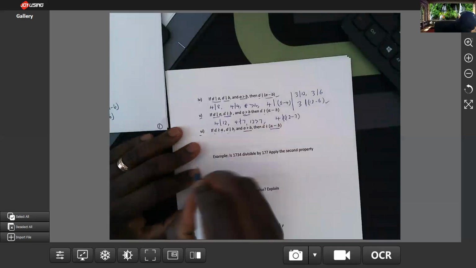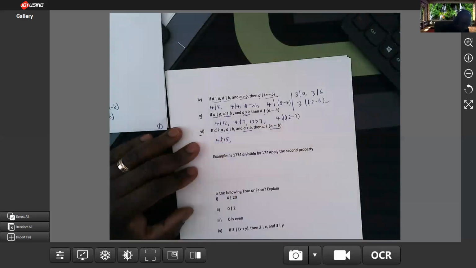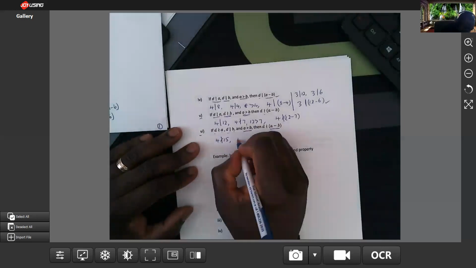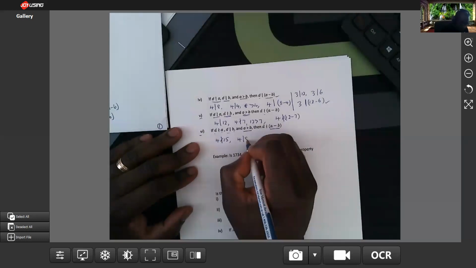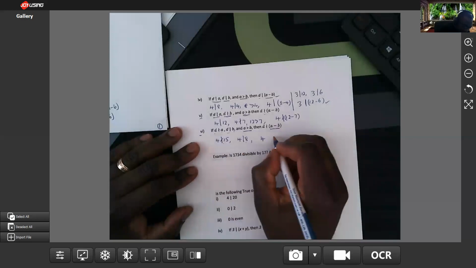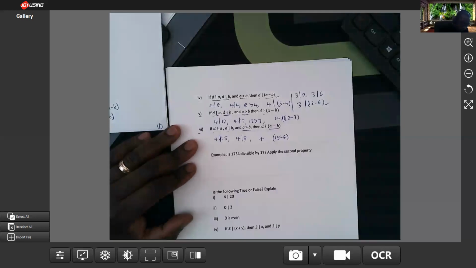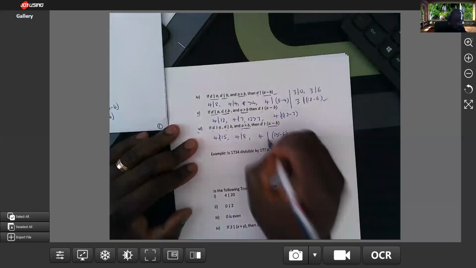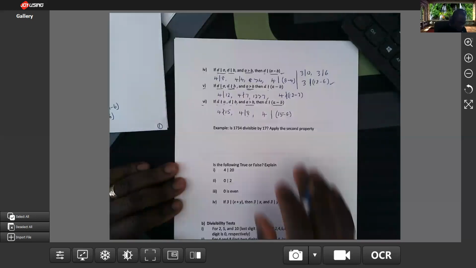All right, 4 does not divide 15. We know that is true, because you get a remainder. And then we know that 4 divides 8. 15 is greater than 8. Therefore, can we say that 15 minus 8 is divisible by 4? Of course, 15 minus 8 is 7, and 4 doesn't divide 7. Okay, so here is a question.